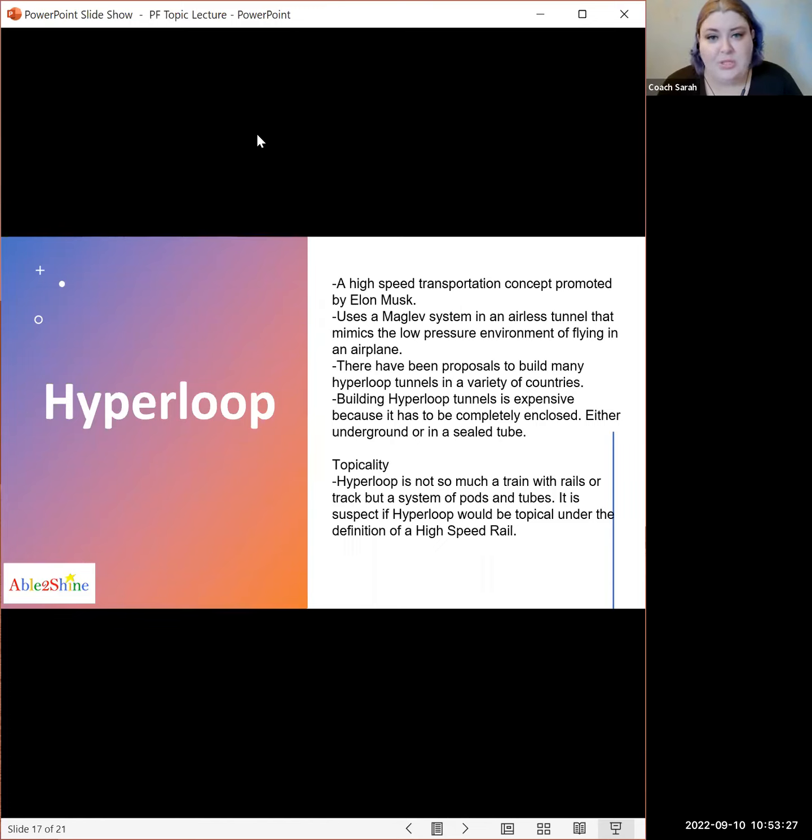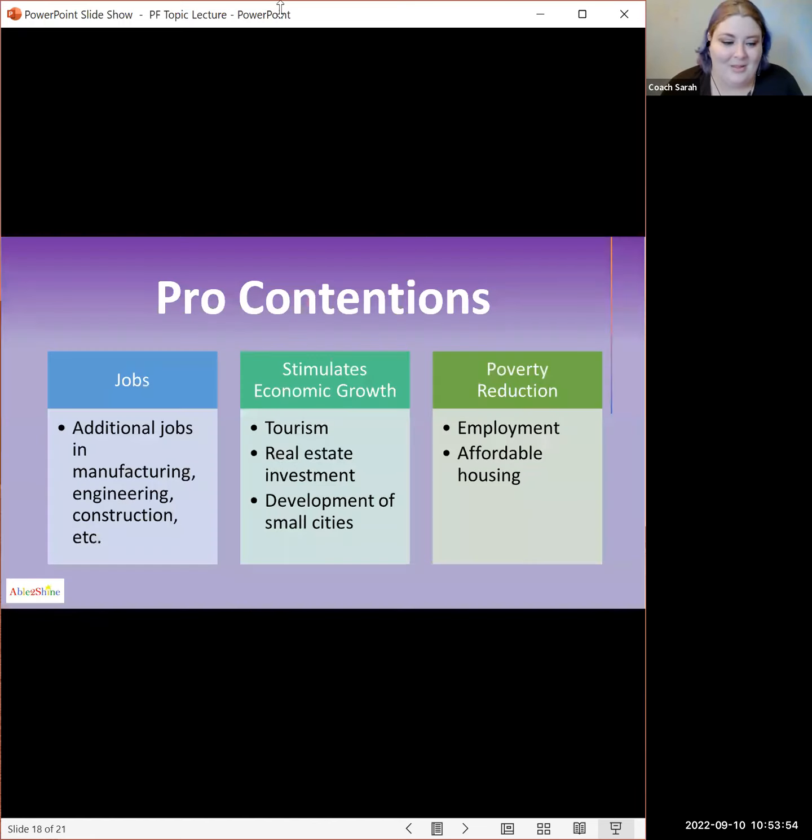You can use the Hyperloop as your alternative suggestion that the United States should invest in. But I do not think that this meets the burden of the train, though it is a very fascinating piece of science and developing technology. Elon Musk is always good for the meme factor, but I don't think that it's worth most affirmatives' time to look into. All right, thank you, Coach Sarah, for that.